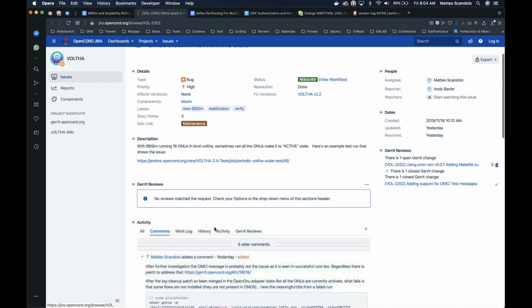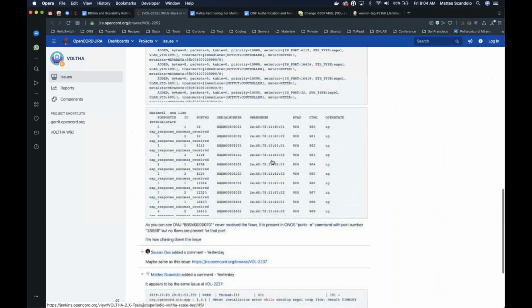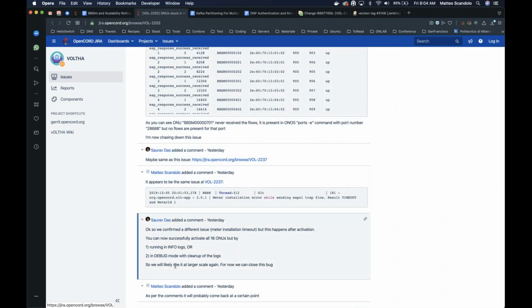As of now, the test that is validating this, the periodic Volta scale test, is still failing, but that's because of a different issue, Volta 2237, where there is an error condition in the OLT application in ONUs, and that is going to be addressed and tracked in this different issue.